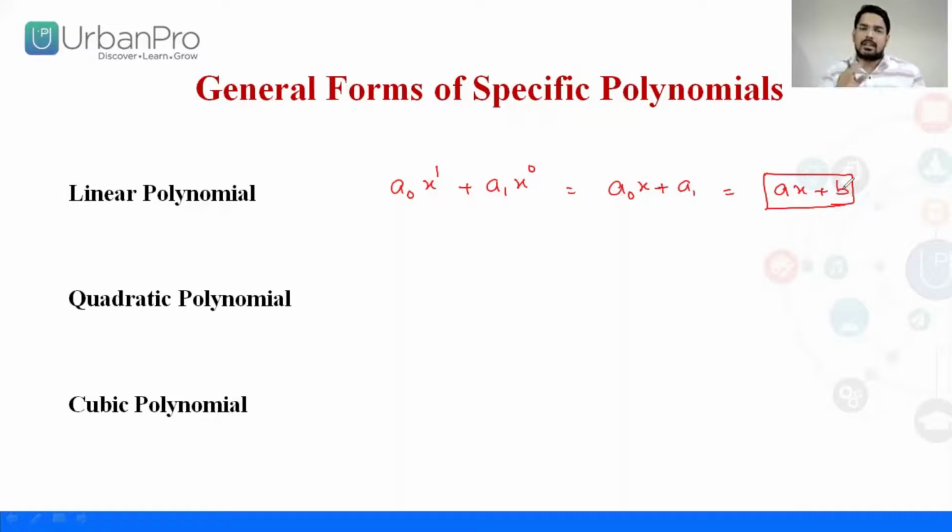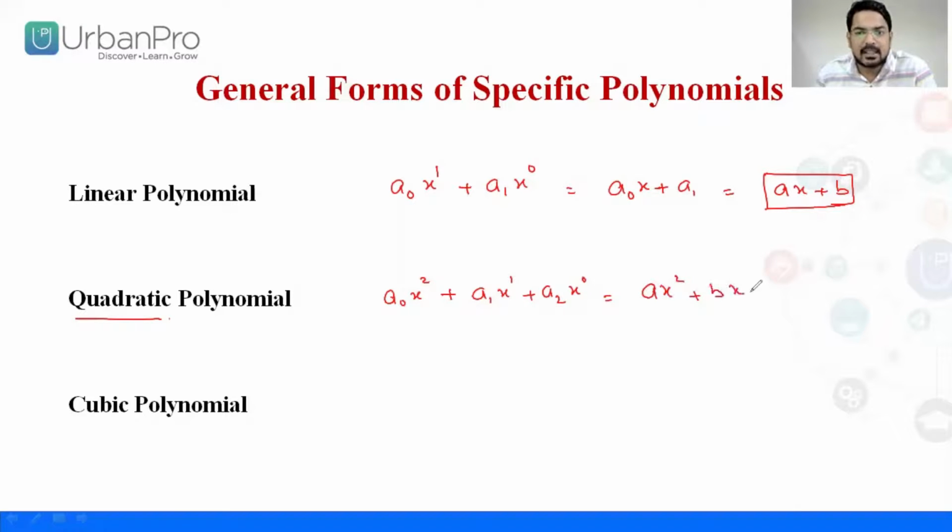Right? So in any polynomial, if the degree is 1, we call it a linear polynomial. Now the quadratic polynomial, again, we'll start with n equals 2. Since the degree is 2 in a quadratic polynomial, if we start with n equals 2, we get a0 x raised to 2, plus a1 x raised to 1, plus a2 x raised to 0. So we can simplify it and write it as ax square plus bx plus c. So this is our general form of a quadratic polynomial.